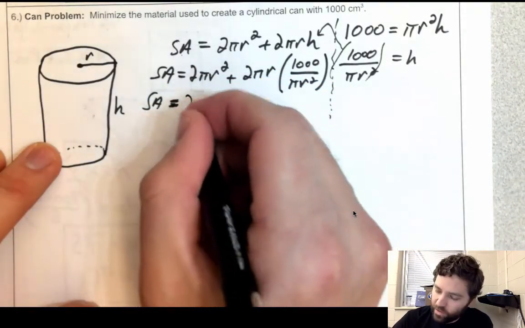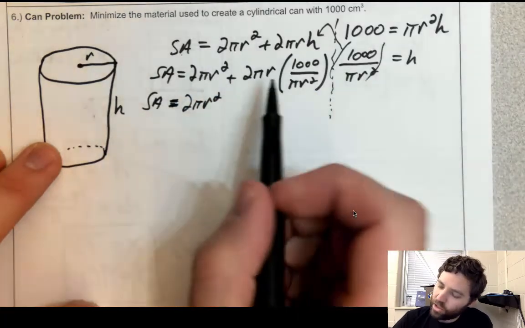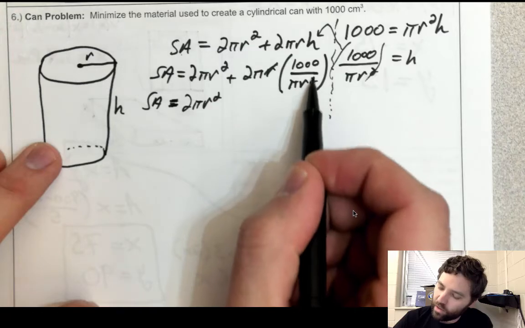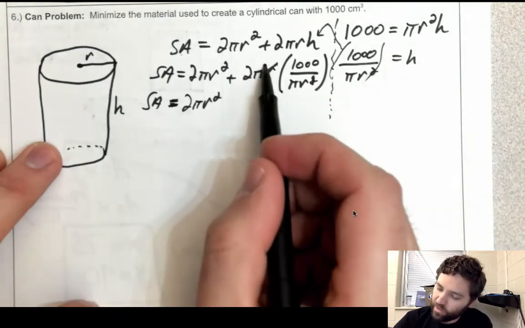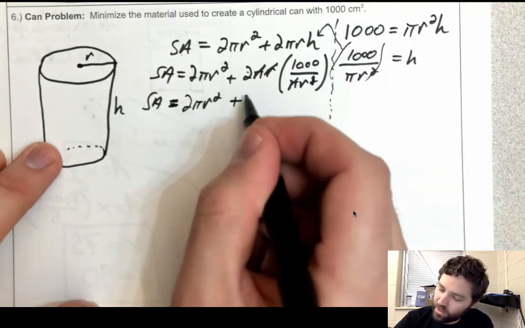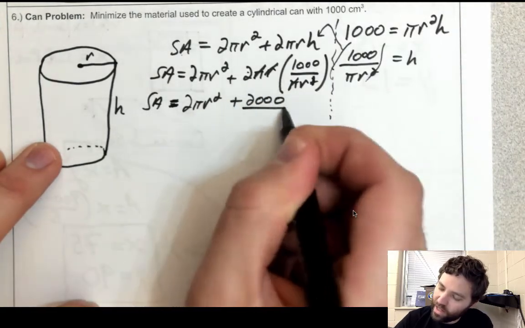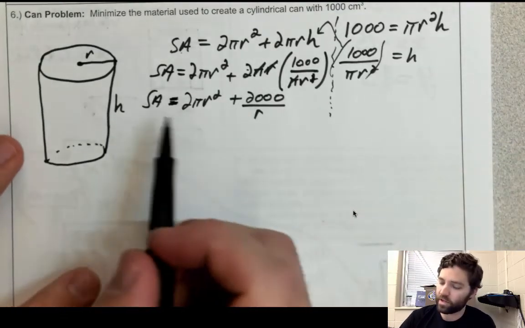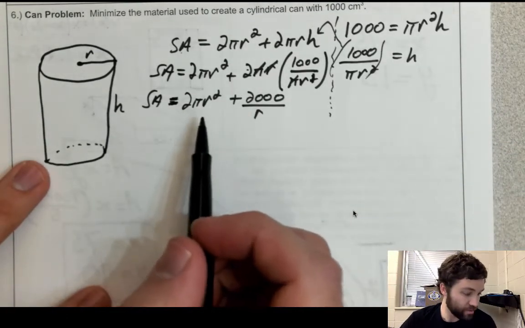So 2 pi r squared is not going to change. 2 pi r over pi r squared, we're going to have an r simplified to 1. One of the r's in the denominator is going to cancel out. Pi over pi is just 1. So I'll be left with 2 times 1,000, which is 2,000, divided by r.